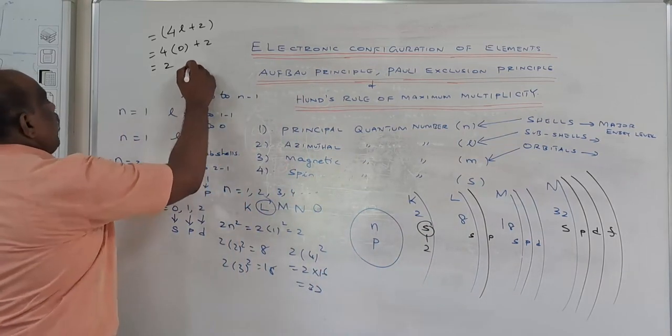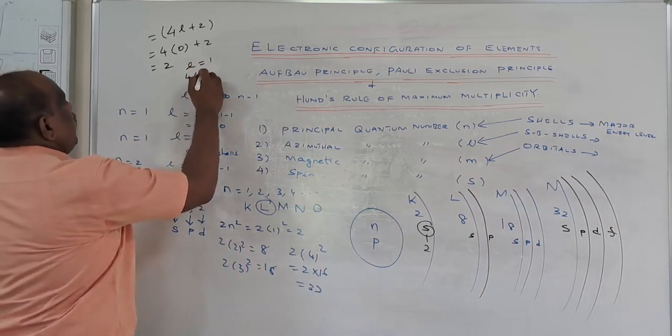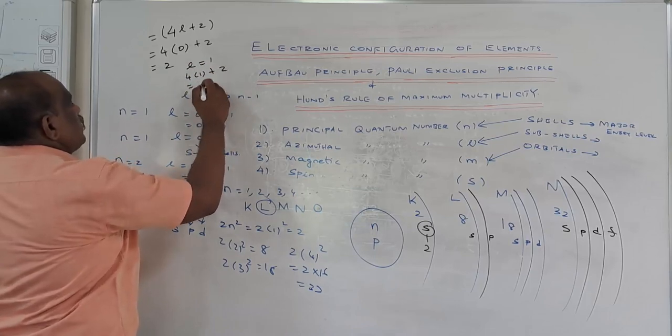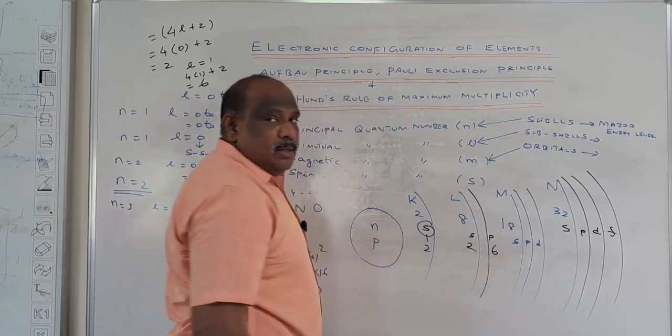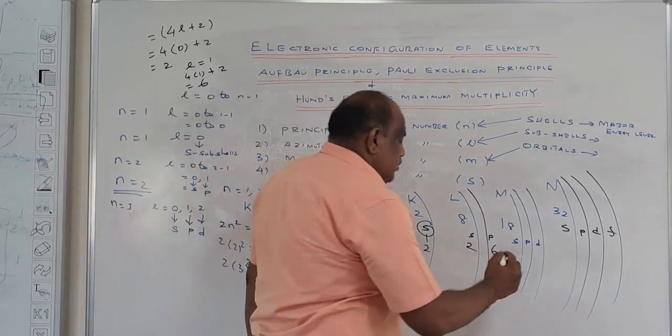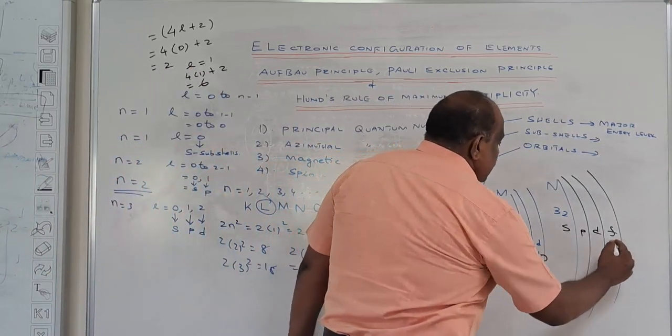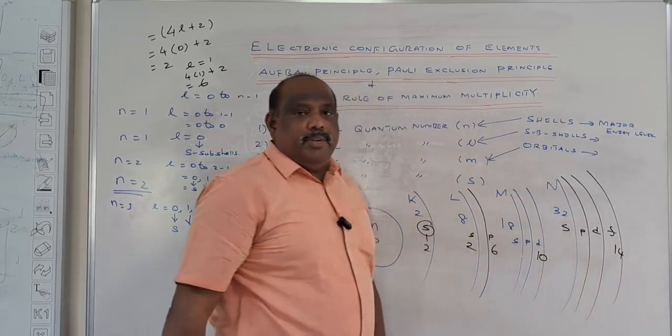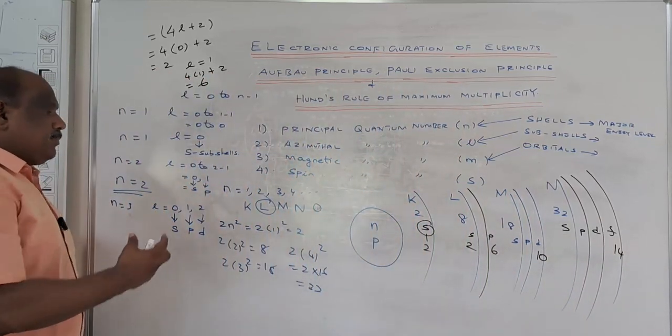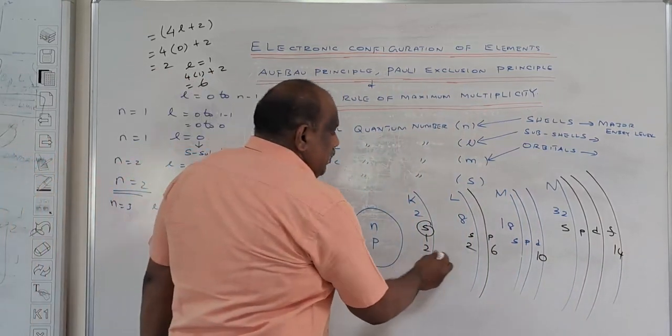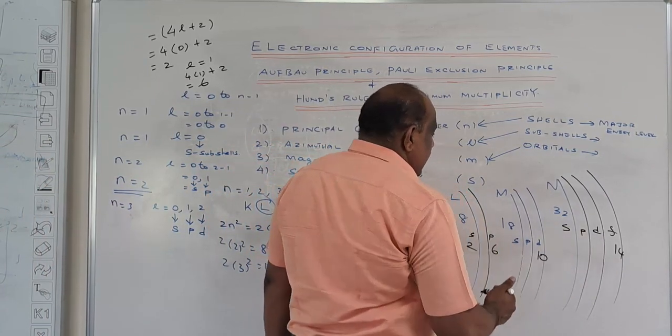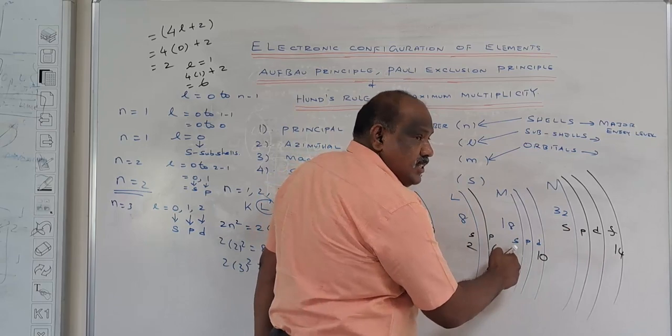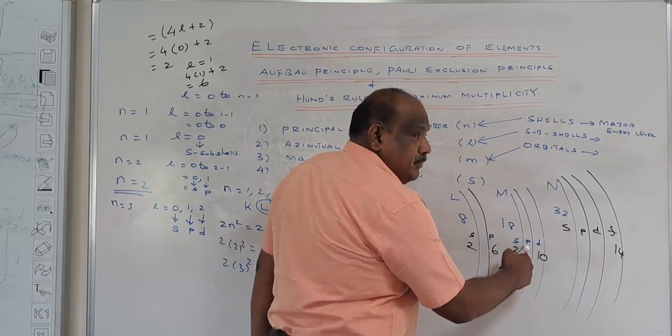If I put L equal to 1, then it will become 4 into 1 plus 2, which is 4 plus 2, 6. So the P subshell will have 6. Similarly, if I proceed, the D subshell will have 10 and the F subshell will have 14. So we can see that S has 2 electrons, P has 6 electrons, D has 10 electrons, and F has 14 electrons. Here also we can see the number of electrons in S: the maximum is 2, P 6.